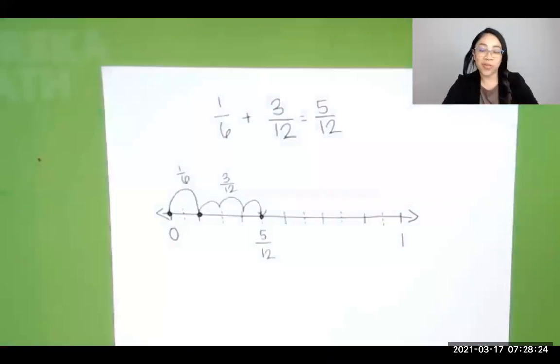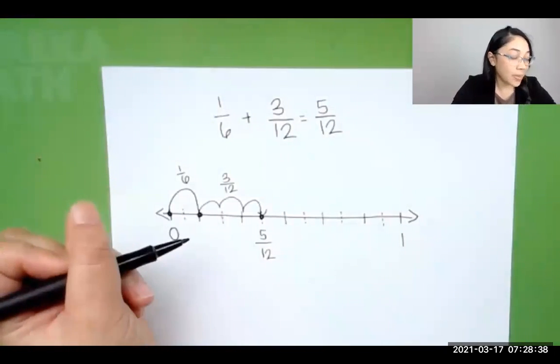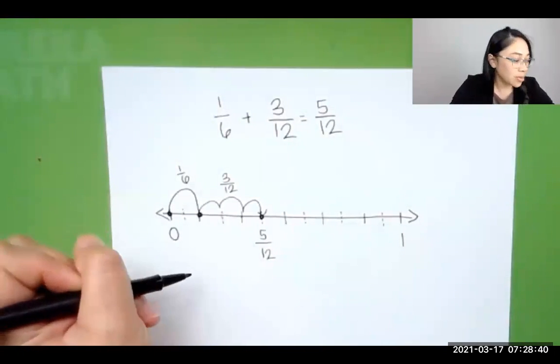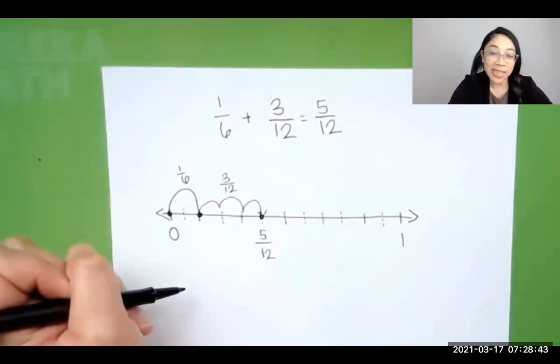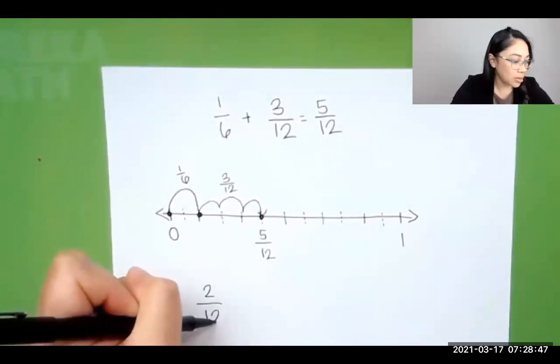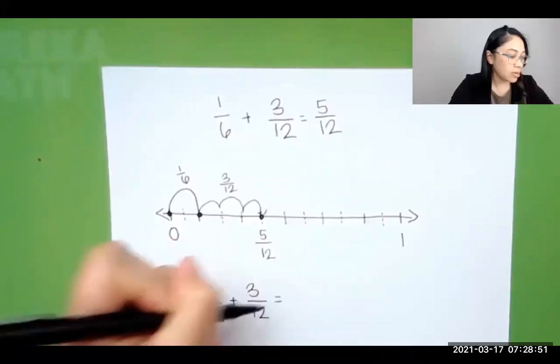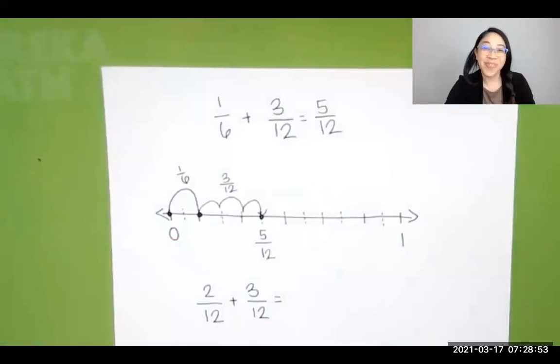5 12ths. Can you say the addition sentence with like denominators? We can see that 1/6 is the same as 2/12ths. So our addition sentence with like denominators is 2/12ths plus 3/12ths equals 5/12ths.